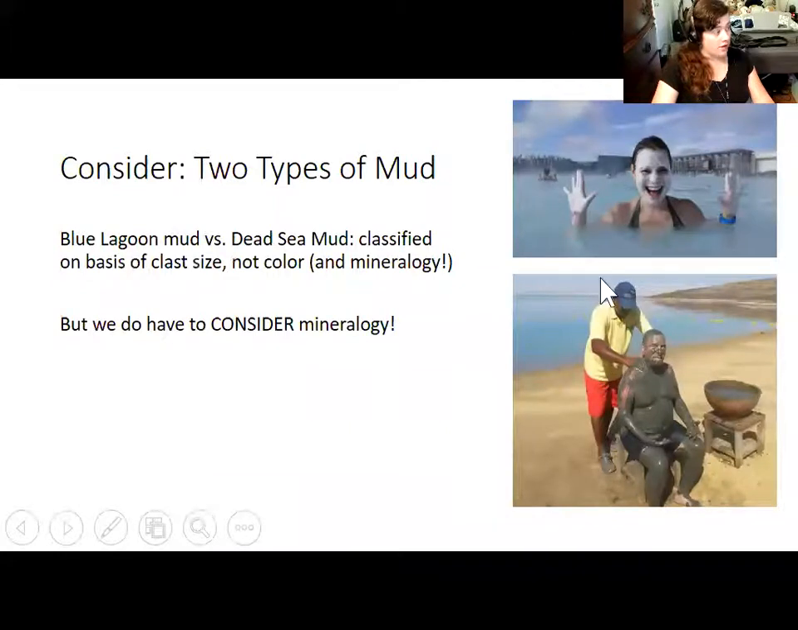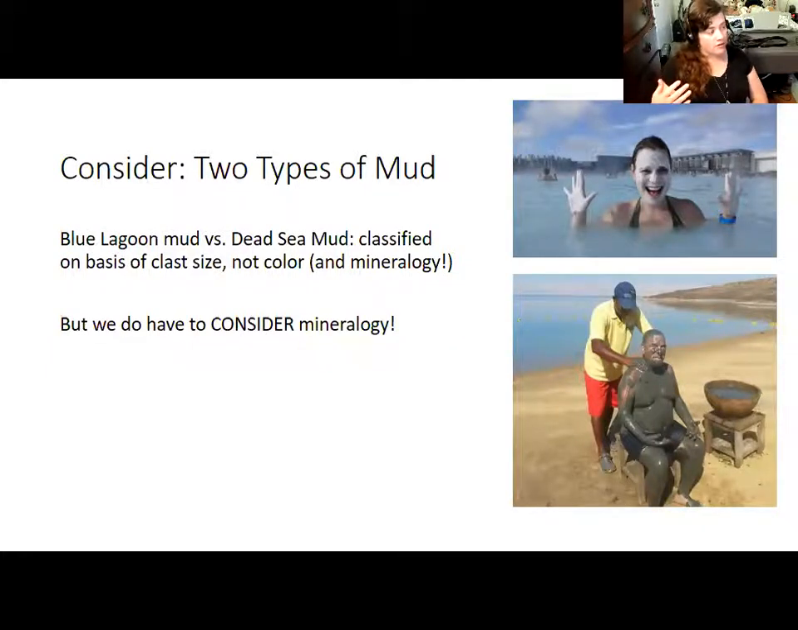Now, another example where you can see different colors reflecting different mineralogies is sometimes you can see different colors of mud. If you go to Iceland and visit the Blue Lagoon, people are convinced that the mud on the base of the Blue Lagoon is good for your skin. I'm not really sure if that's true or not, but the mud at the Blue Lagoon is a different color from the mud on this gentleman who's getting a mud bath at the Dead Sea. They're both mud, and that mud could hypothetically be lithified into mudstone, but they have different minerals in them. There's different minerals dominating them.